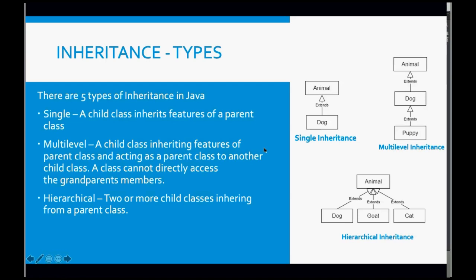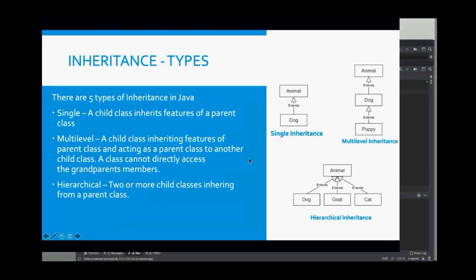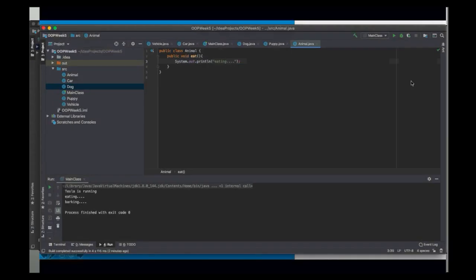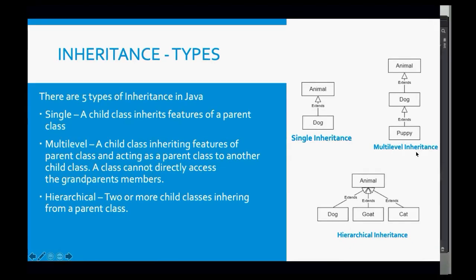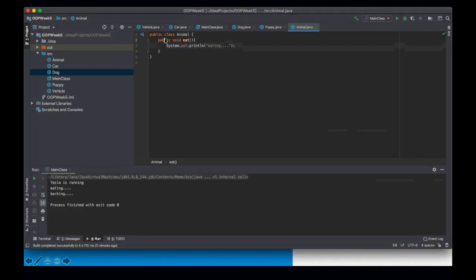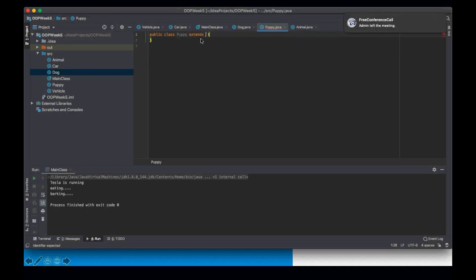So I've got my animal here, which is animal, dog, and puppy. So we'll create three classes for this. We've created animal and dog, so we'll just create the puppy class, and we'll see how the inheritance works. My animal class has one method called eat, and my dog class has another method called bark. And I have a puppy class here that will extend the dog class. That is the parent class to puppy. So extend dog.